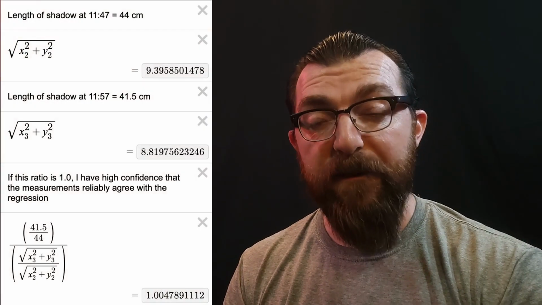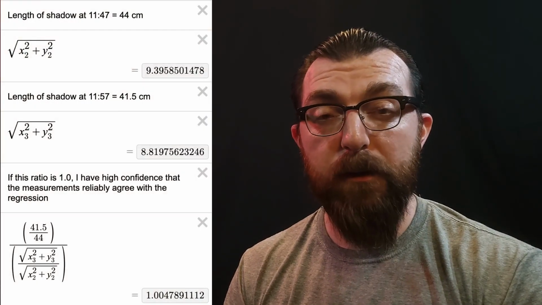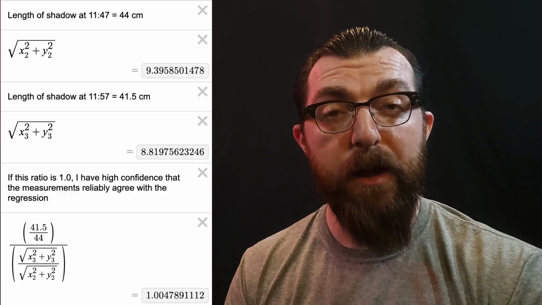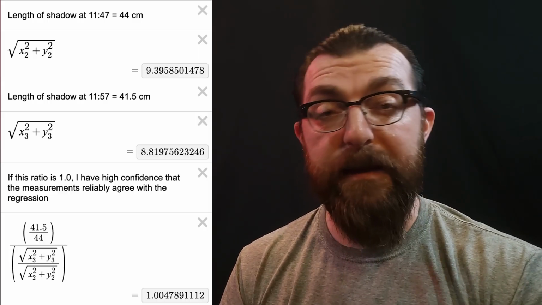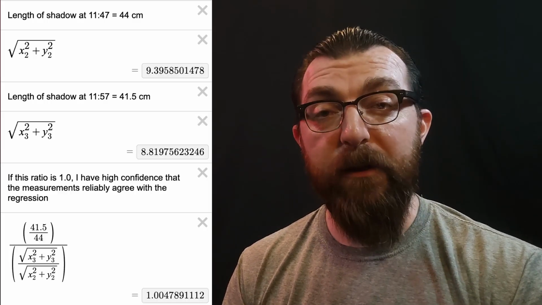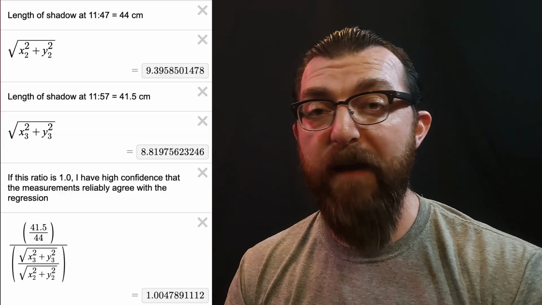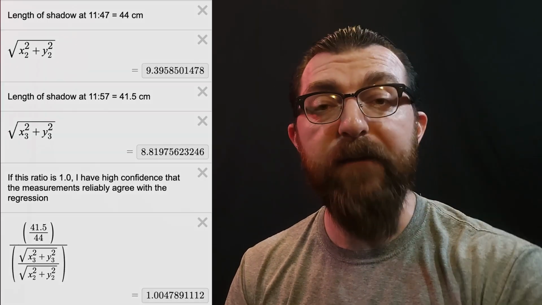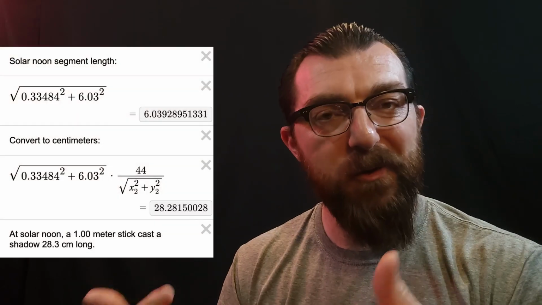So now that we know that this is a reliable model, we can use it to draw some other strong conclusions. For example, I did measure the lengths of a couple of the shadows earlier on, and if we compare those to the lengths of the segments in the model, then proportionally we can work out the length of any particular shadow at any given time, including the one at solar noon.